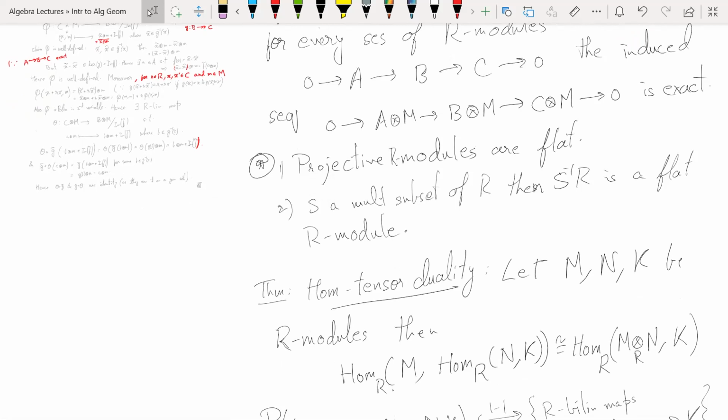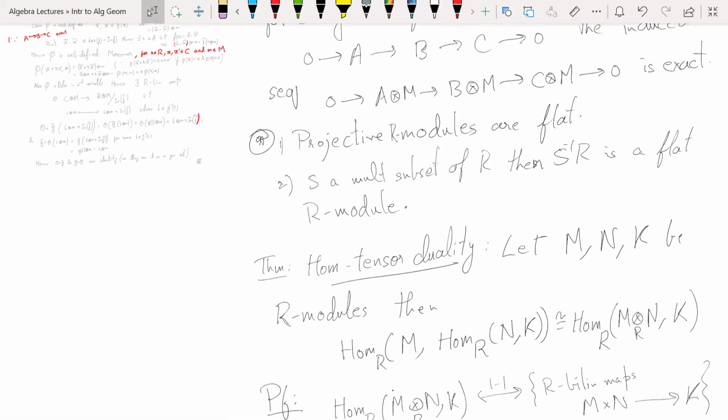But in ordinary language, which one can state and understand here: given R modules M, N and K, Hom of M, comma Hom of N, K, the set of all R linear maps from M to the set of R linear maps from N to K, this left hand side is an R module, and it is the same as Hom of M tensor N over R, comma K. This is the Hom tensor duality, and this is an isomorphism of R modules.